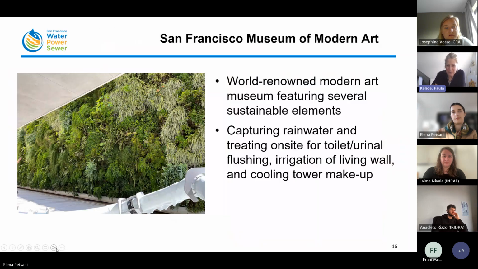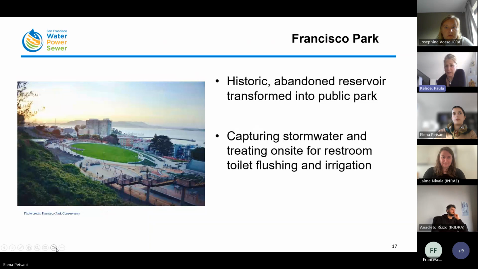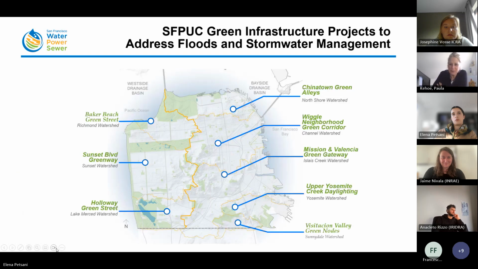Just to provide a few other examples, we do have rainwater to a living green wall at a museum in downtown San Francisco. We also have other projects, here's an example of capturing stormwater and treating it for on-site restroom and toilet flushing and irrigation in a large park. Again, the infrastructure is below grade here, but it is an opportunity to educate the public in terms of a large irrigation project.